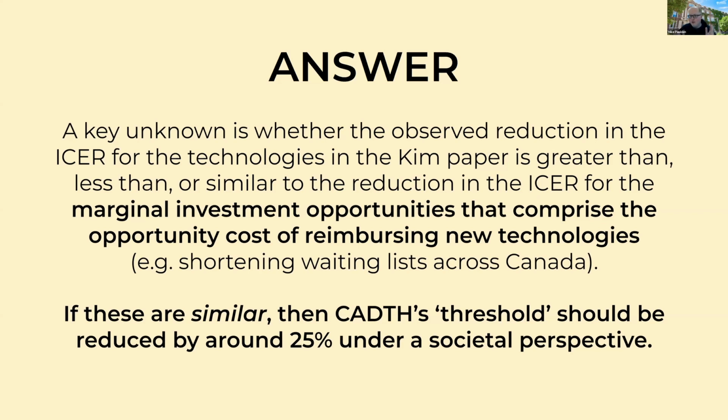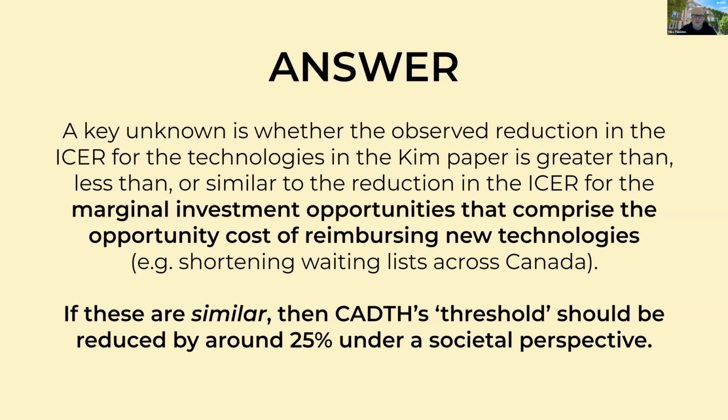Canada. Okay, I said a few moments ago that that would not only diminish health, but it would also have societal implications. Well, to what extent, right? If we were to try and calculate the ISA of those displaced services, would that ISA be 25% lower as well when we extend the analysis to a societal perspective? Now, if these are similar, it follows logically that CADTH's threshold should be reduced by around 25% under a societal perspective. So a really substantial reduction in CADTH's threshold.